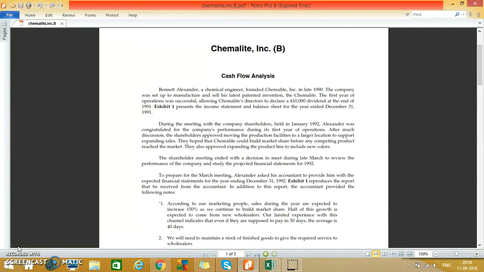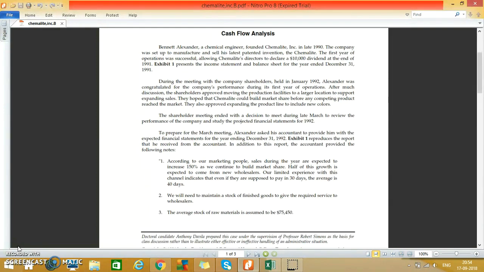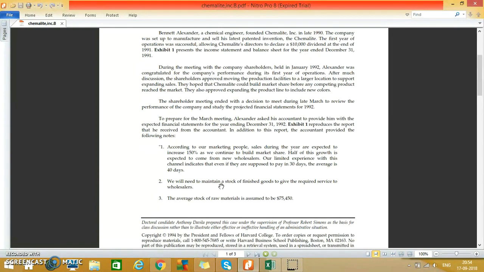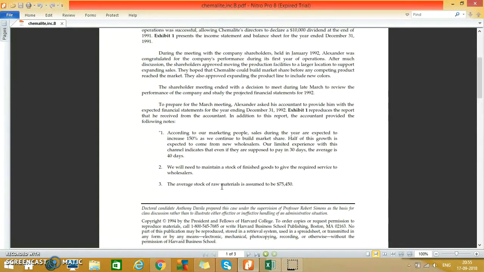The case speaks about Mr. Alexander, who is facing a bit of a challenging time to present his case in front of the shareholders, and then we will look across these 11 points that were given to us. He says that you have got these wholesalers. The first point says that the wholesalers are taking more time to pay back the money, and then you find that because the collections come in late, the stocks also need to be increased, and that is what has been told in the third point, where the average inventory would be $75,450.